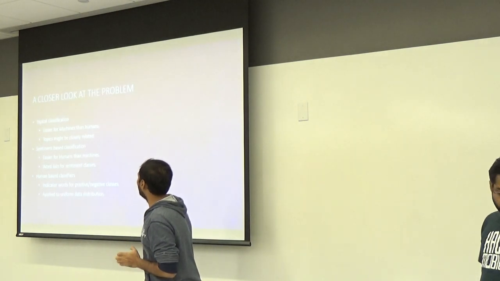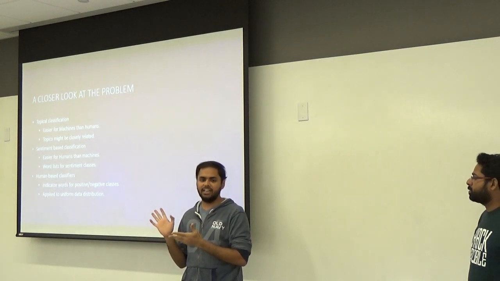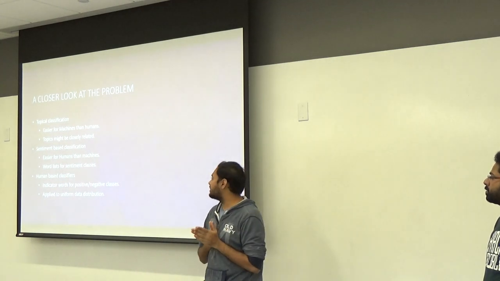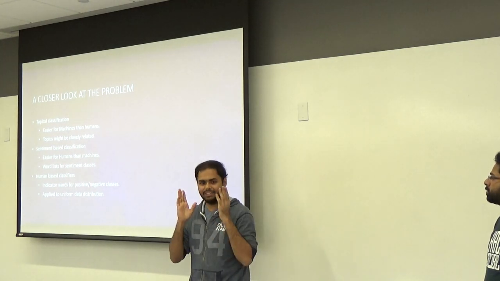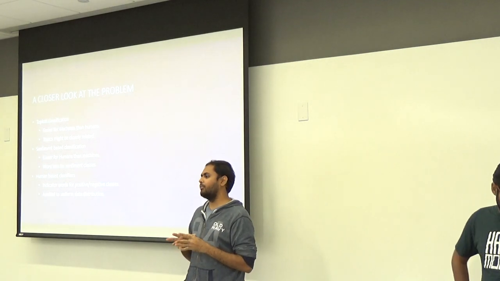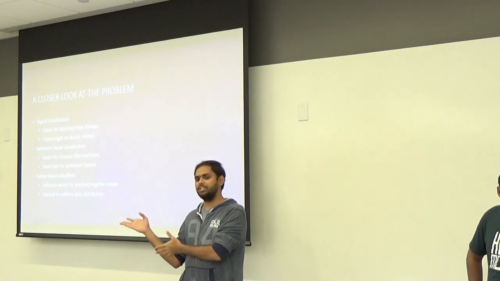Yeah, so in general, I think they make a conjecture that's intuitively true: that sentiment-based classification is easier for humans to do than for machines, when you compare it to topical classification, which may be easier for machines.